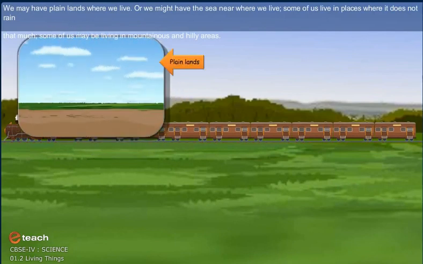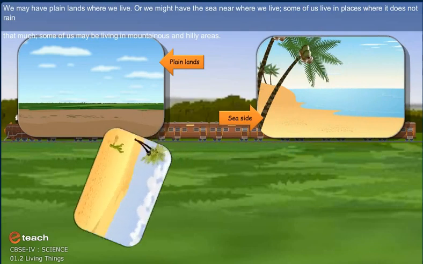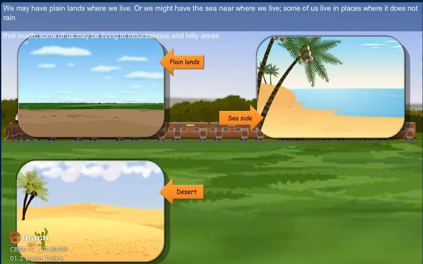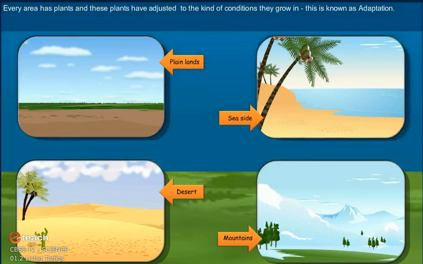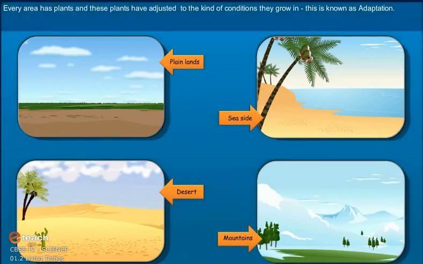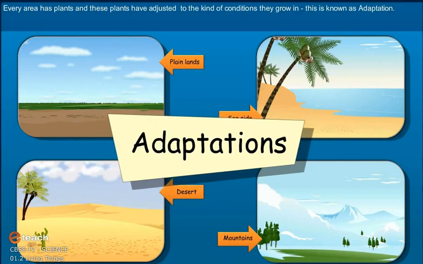We may have plain lands where we live, or we might have the sea near where we live. Some of us live in places where it does not rain that much. Some of us may be living in mountainous and hilly areas. Every area has plants, and these plants have adjusted to the kind of conditions they grow in. This is known as adaptation.